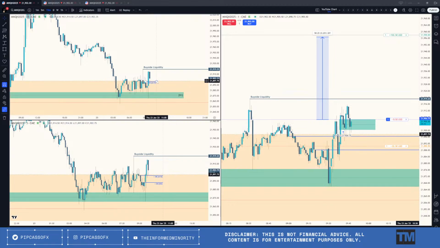But this is the 15-minute order block here. So we do have some body respecting of that going on there. But yeah, this is the trade setup, and whatever happens, happens.